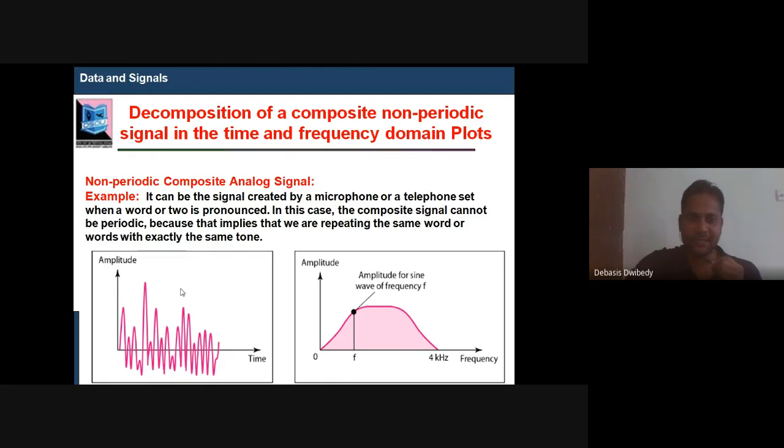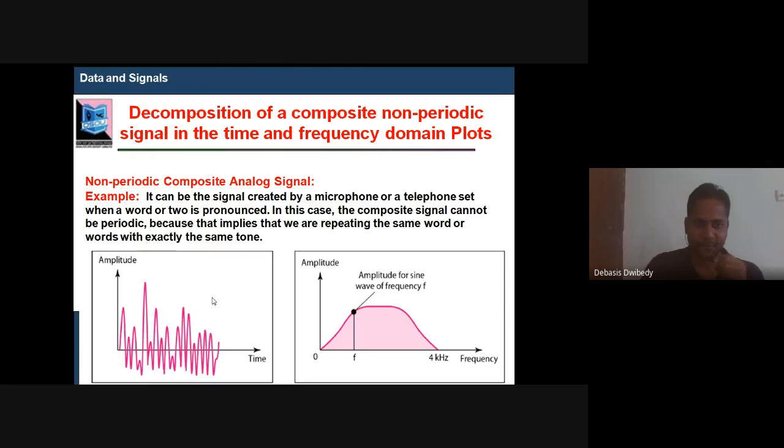Okay, a very common example is that when we use a telephone or a microphone, when a word or two is pronounced, the composite signal cannot be periodic. When we talk, on the phone or into a microphone, a signal is generated. Now you receive that signal through your ear, then only you can catch what I am telling. So an analog signal is generated, and it is non-periodic.